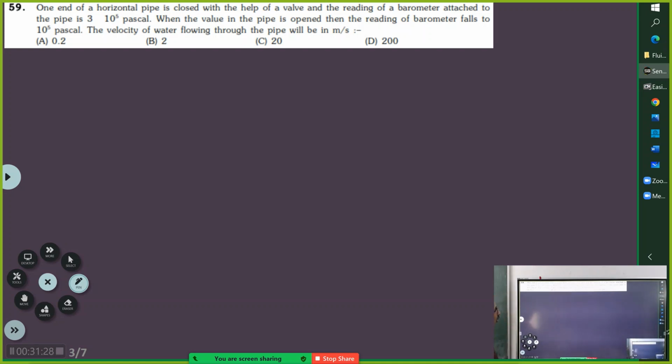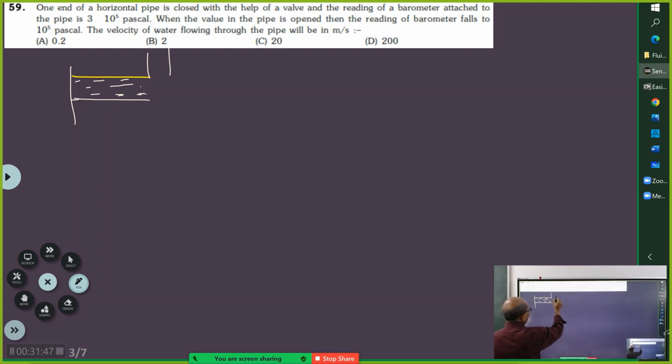First of all, you see it is a horizontal pipe. Okay, it is a horizontal pipe, and initially one end is closed. The pressure at the other end. See here, it is very clear that there is some fluid here. Right? There is some fluid here.